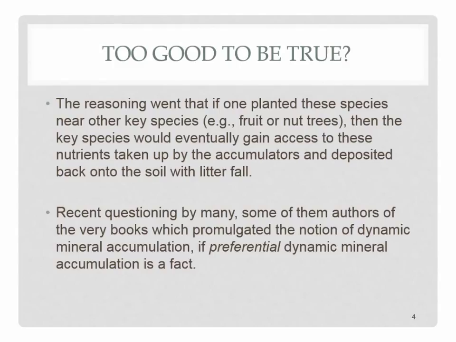So the reasoning, of course, as I mentioned earlier, is that if we planted these accumulators near our key species, such as a fruit or nut tree, we could get the benefit of these plants bringing up the nutrients to the soil surface, depositing those with litter fall, leaf fall, and then the fruit and nut species could have access to these nutrients.